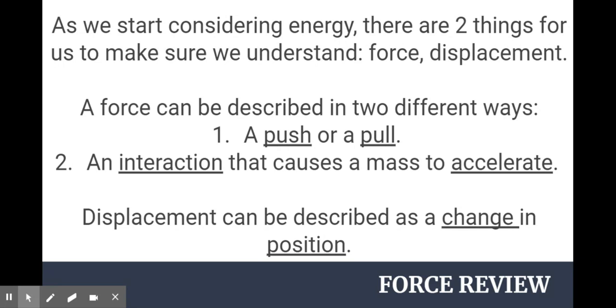Displacement. Displacement is a change in position, but it's only concerned with the initial position and the final position. All right, the path it took to get from its initial position to its final position doesn't matter. Doesn't matter what that path was. All that matters is that initial position, that final position. Now, force and displacement are both vectors, so direction matters.